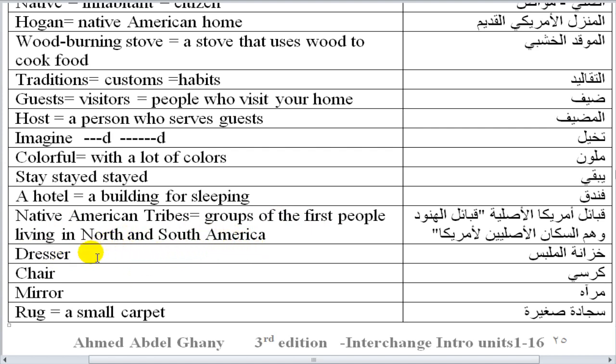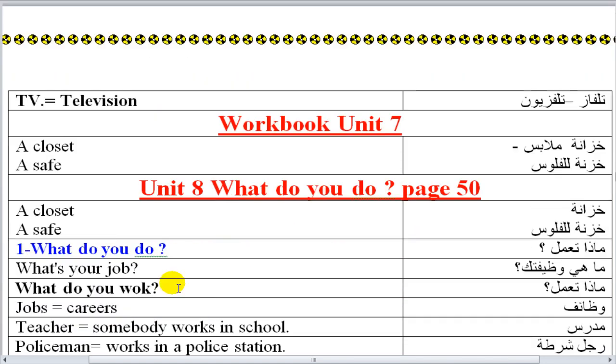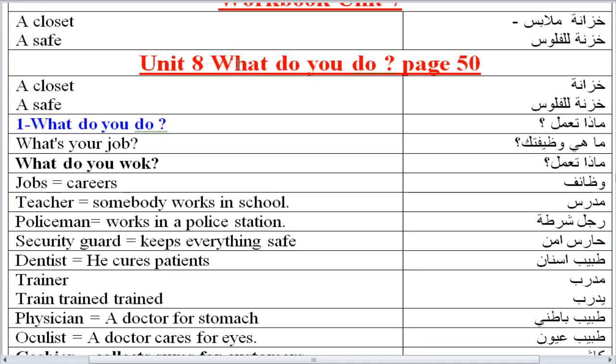Dresser. Chair. Mirror. Rug, a small carpet. TV, television. Workbook, unit 7. A closet, a safe. Unit 8. What do you do? Page 50. A closet. British, a closet. A safe.